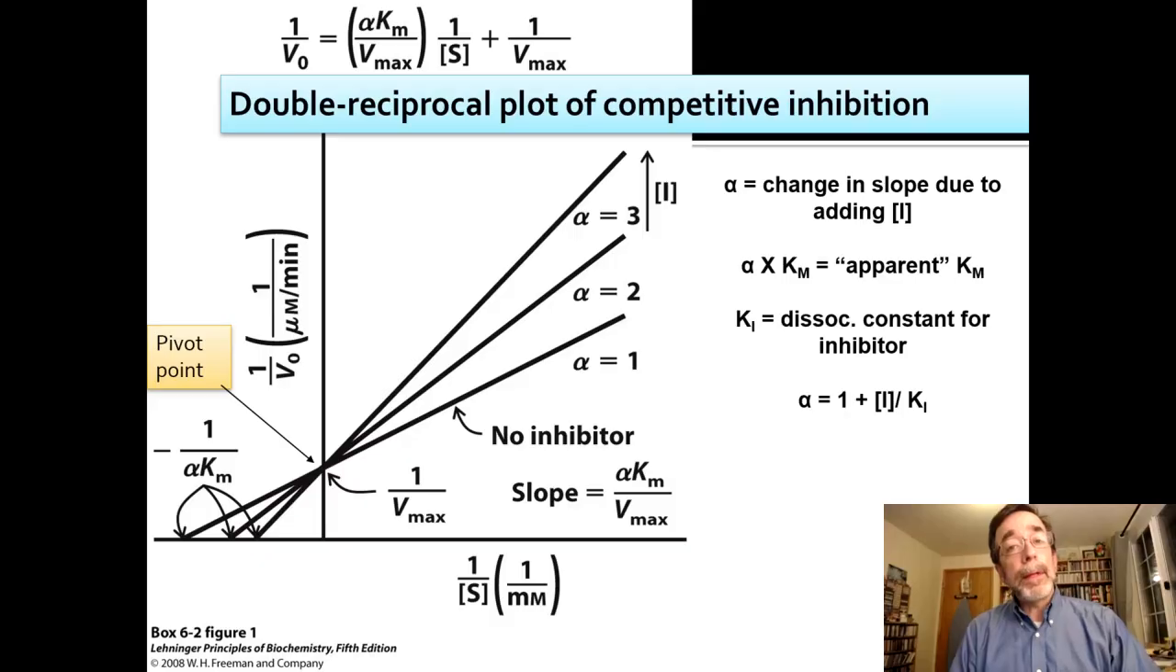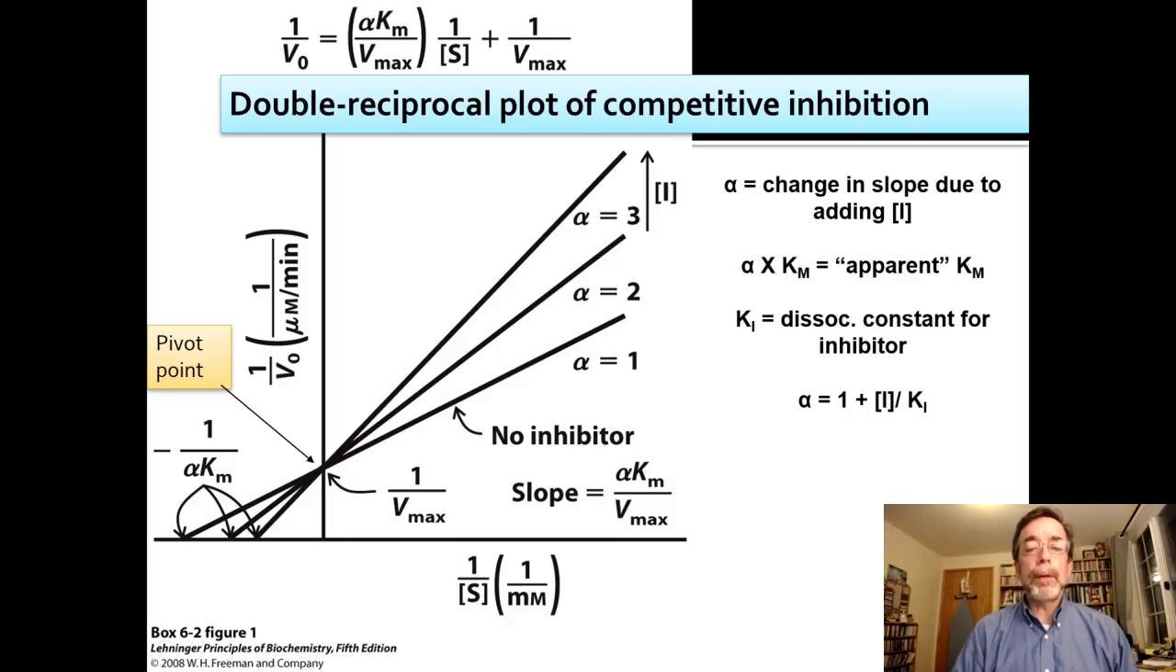So each of these has an inhibitor concentration associated with it, and the alpha is just a factor for how much the slope changes. It's shown exactly up here in this equation, where you have the alpha on the Km over Vmax, which is the slope. If alpha equals 2, that means the slope has doubled when you've added that much inhibitor. What's really cool about this is that the alpha actually has an equation that relates it directly to Ki. Alpha equals 1 plus I over Ki. And that's how you can get the Ki from a plot exactly like this.